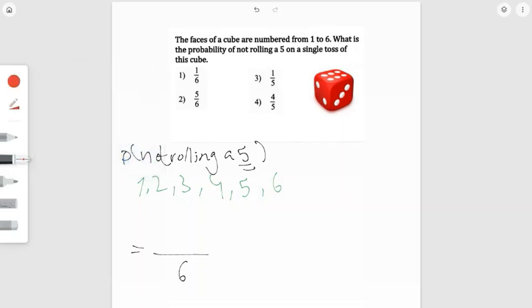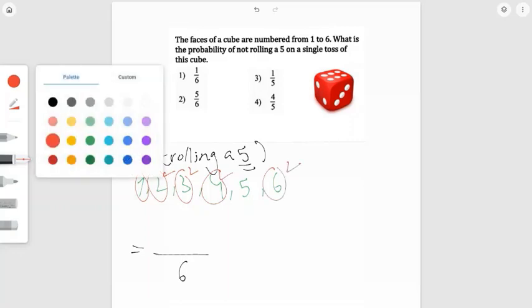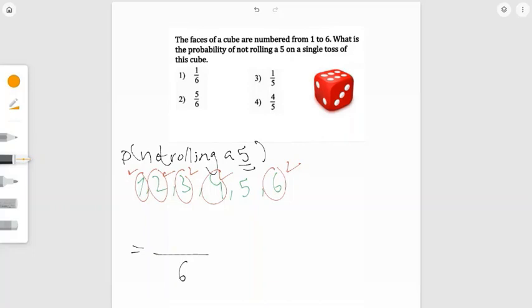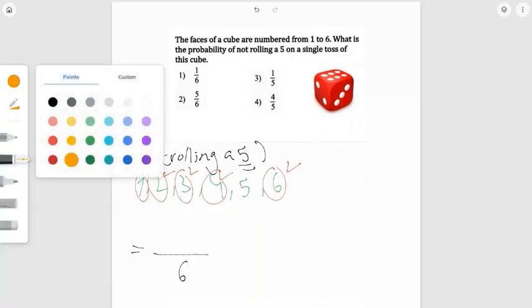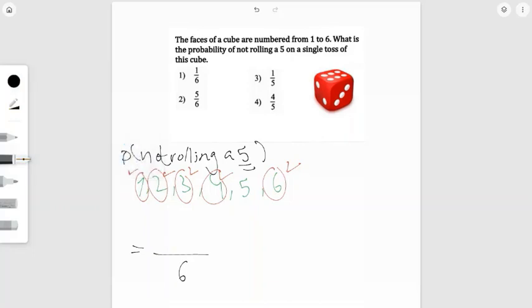So we need a number that is not 5. 1 is not 5, 2 is not 5, 3 is not 5, 4 is not 5, 6 is not 5. So the chosen numbers are 1, 2, 3, 4, 6. So 5 over 6 is the final answer.